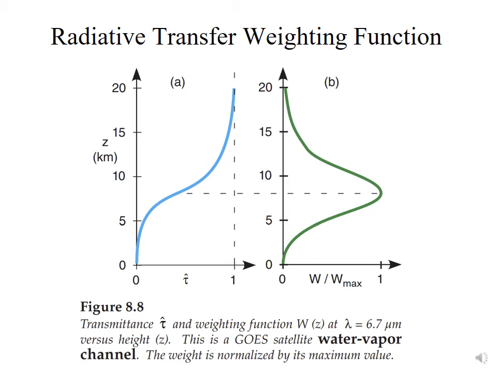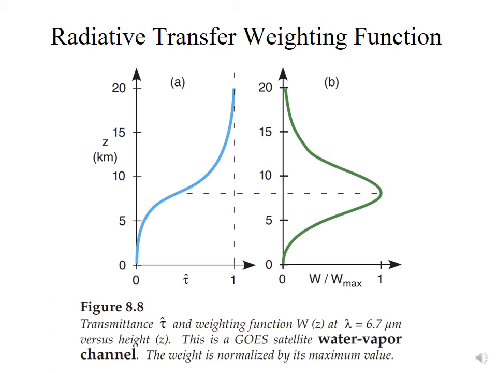So let's look at another hypothetical radiation transfer weighting function. On the left, we have a different profile of the transmittance, kind of similar to what we had before, but shaped slightly differently. It still goes from being opaque at low altitudes to being transparent at high altitudes, but instead of changing at a linear clip, it changes in this kind of curvy manner.